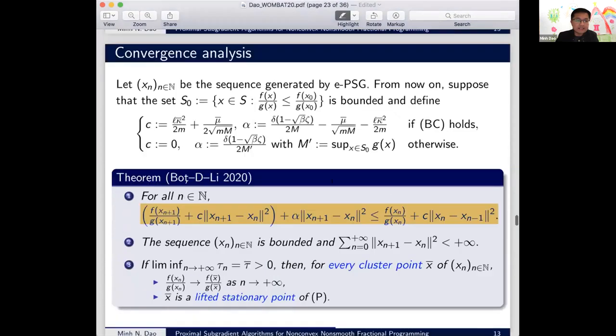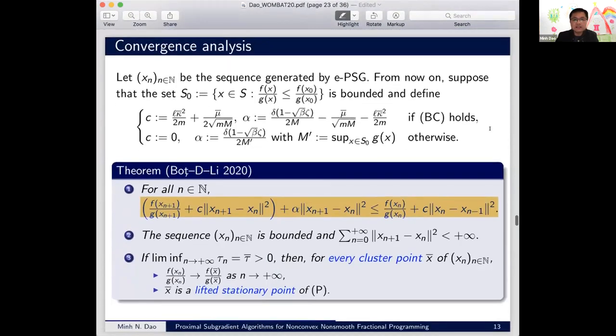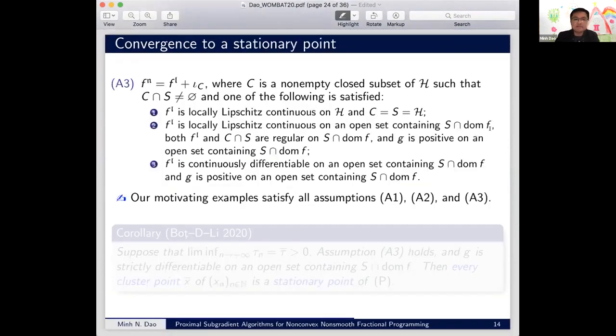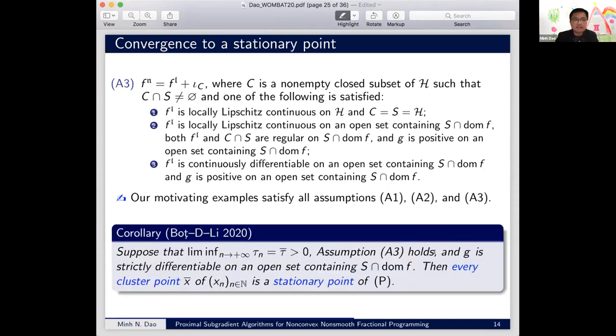But if we add some other assumption like this, we know that all of our motivating examples satisfy all the assumptions A1, A2, and A3 here. And if we have this one, then every cluster point of the sequence x_n is a stationary point.